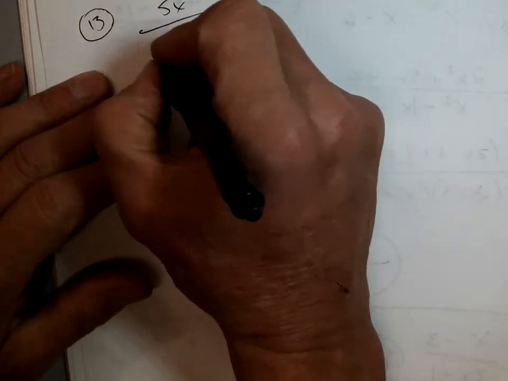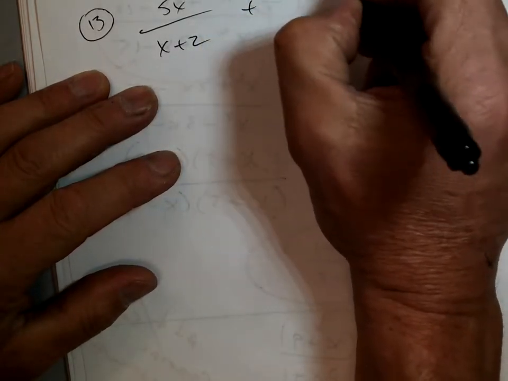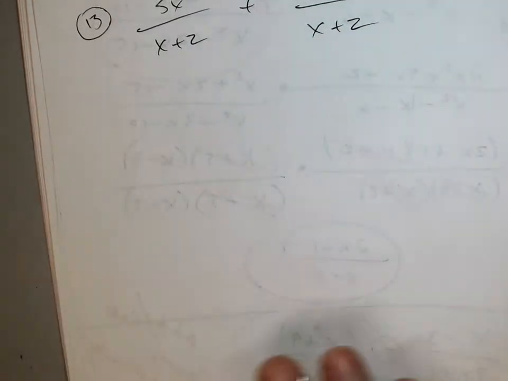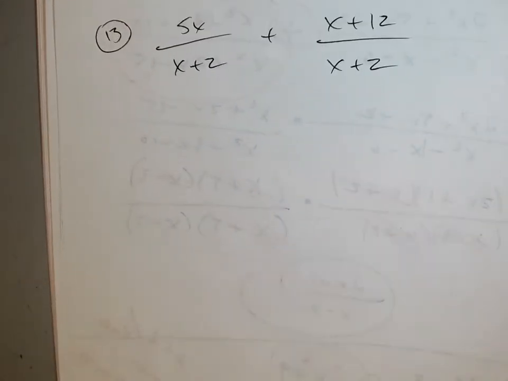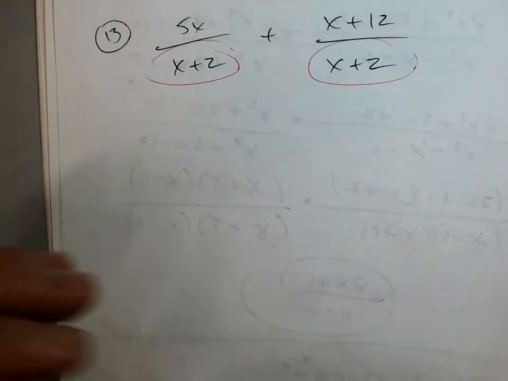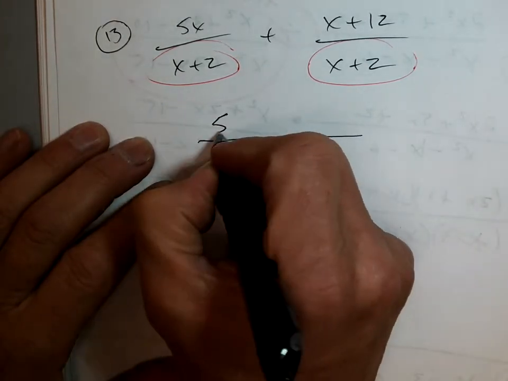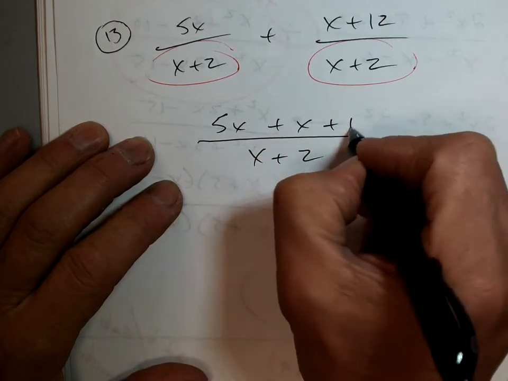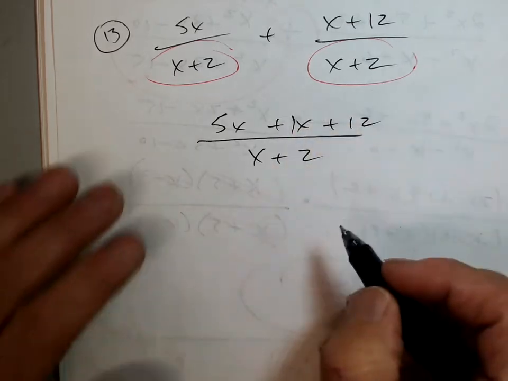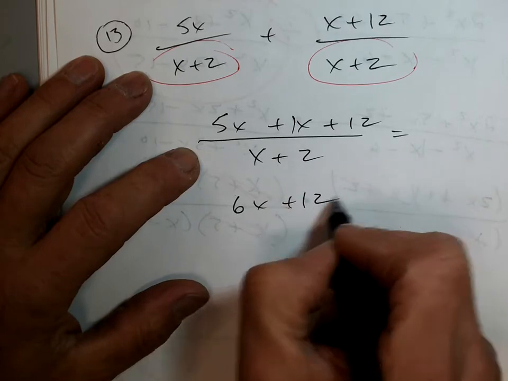5x over x plus 2 plus x plus 12 over x plus 2. Okay, need a common denominator. Whoa, I already have one, don't I? Need a common denominator? I already have one. So it's just x plus 2. So if I add, I'll have a 5x plus an x plus 12, right? And I can add 5x and x so that I get a 6x plus 12 over x plus 2.